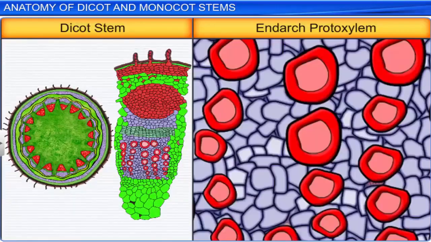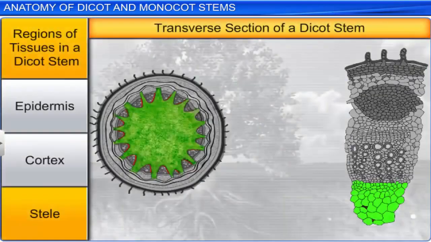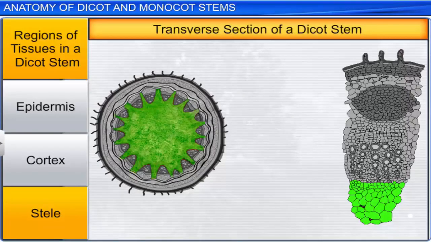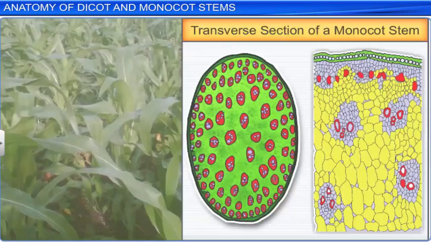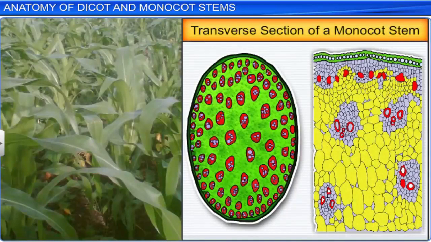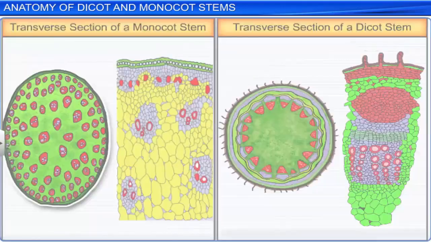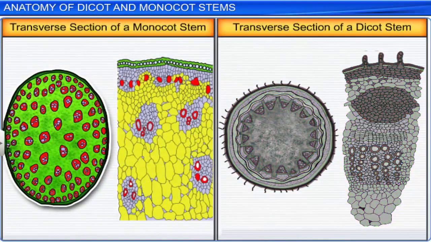The central region of the stem is filled with pith. It is composed of a large number of rounded parenchymatous cells with many intercellular spaces. Now that you've learnt about the dicot stem, let's study the monocot stem. The tissues of dicot and monocot stems are quite similar. However, there are some differences as well.